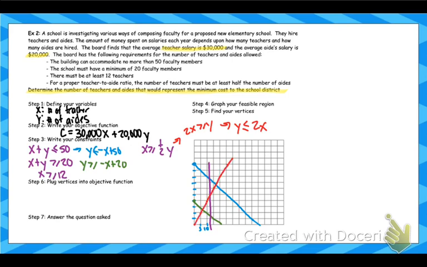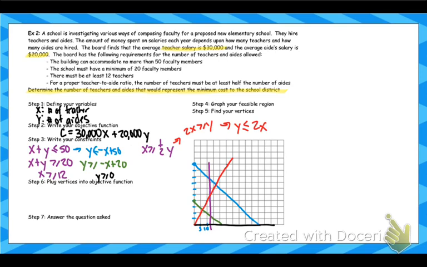And there's my graph. Now there's one other constraint that we do need to consider that's going to help make our picture. This is one you're going to see frequently in these word problems. We have to have at least 12 teachers. There's no minimum on the number of aides listed in the problem, but we know we can't have a negative number of aides. So I also need to include that y is greater than or equal to 0.